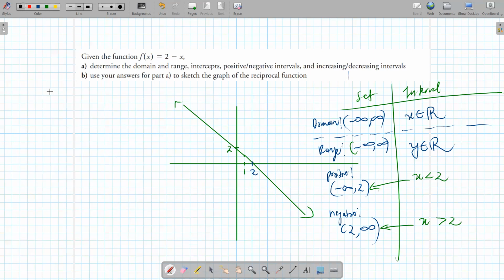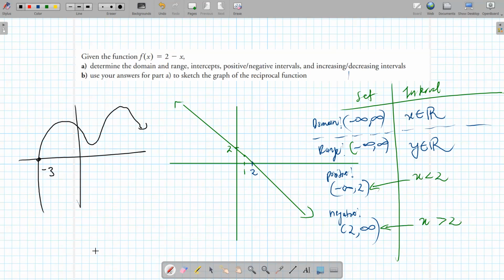Here, try this. Where is the function positive and where is it negative? For this one. You have everything you need.